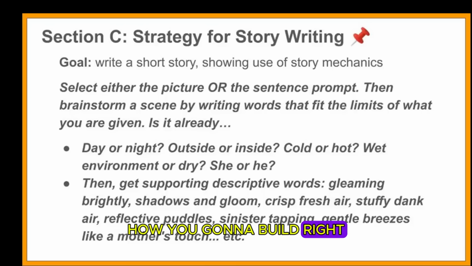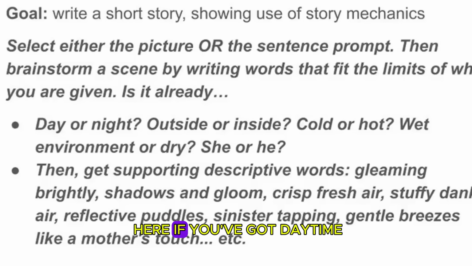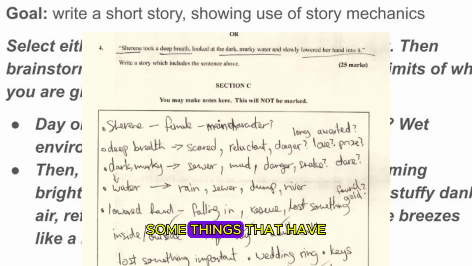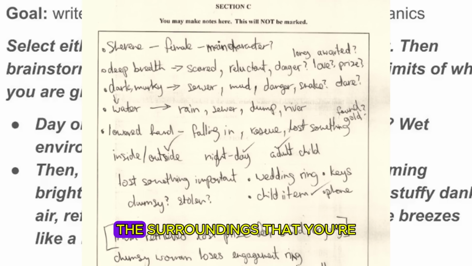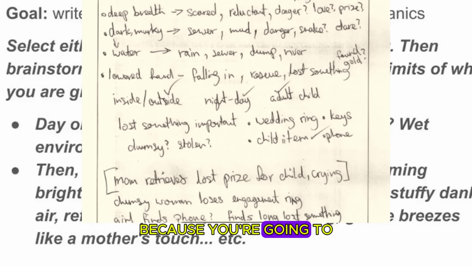How you're going to build, right, is you're going to take words that match the scene. So as you see here, if you've got daytime, then you want to start thinking about things that were gleaming, bright, glistening, reflection, things like warmth, fresh air, because you're moving towards it not just being day, but being outside, right? So you just want to brainstorm quickly some things that have to do with the surroundings that you're going to be in, because you're going to need to use those when you're trying to build the setting.